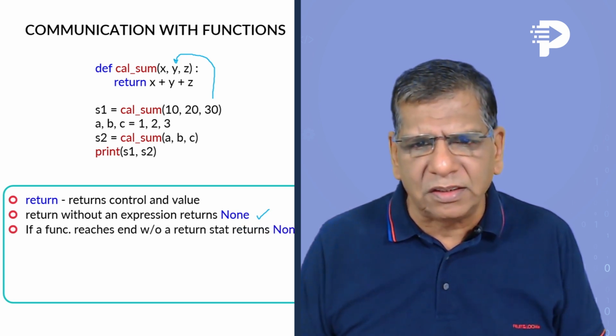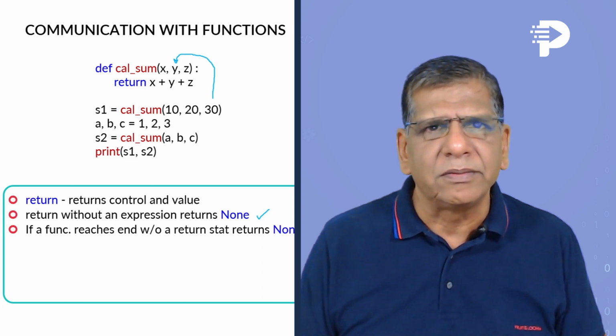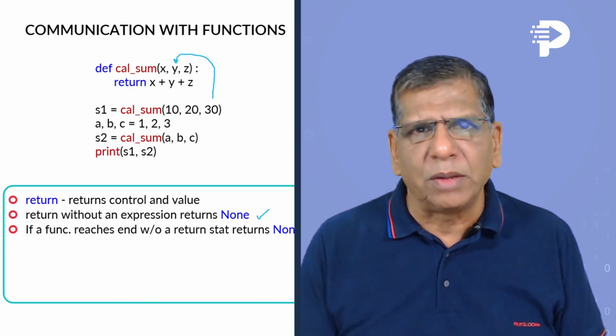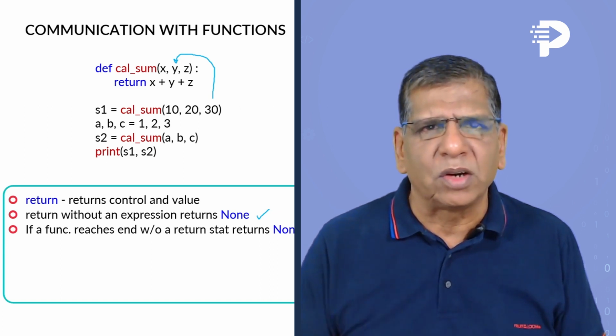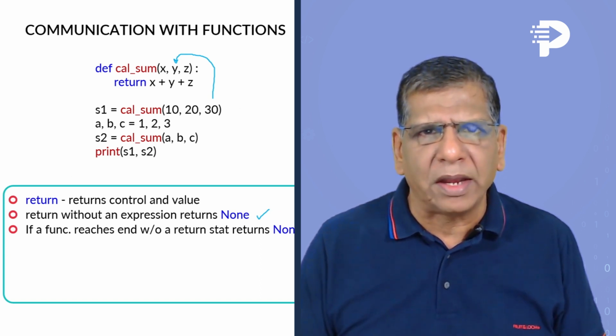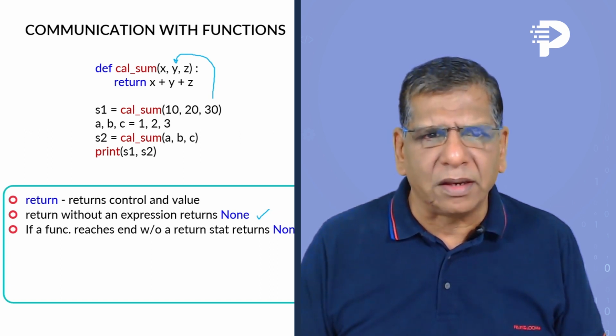That's what is mentioned here. If a function reaches the end without encountering any return statement, in that case it returns once again a None. So a return without a parameter or no return, both are the same cases. Both are going to return the control back and it will return something of the type None.